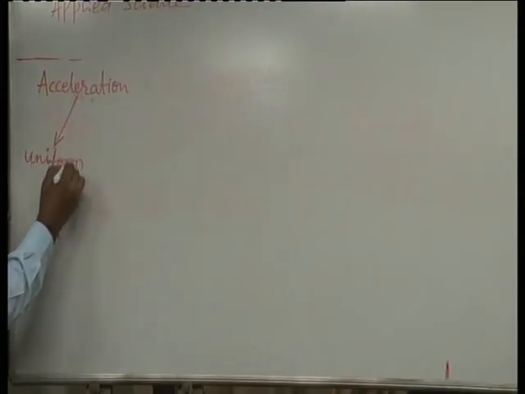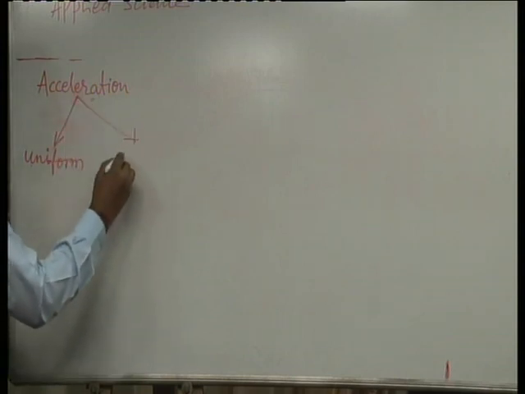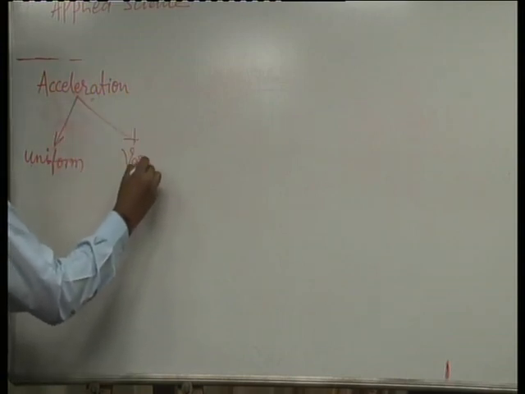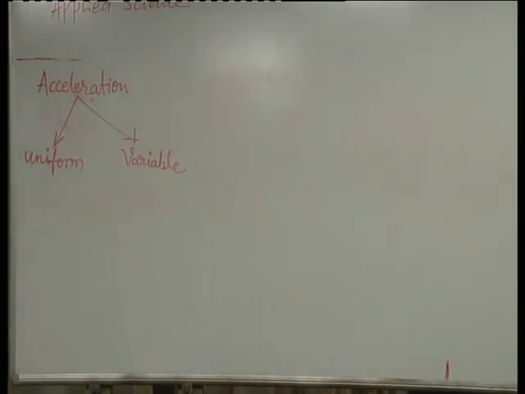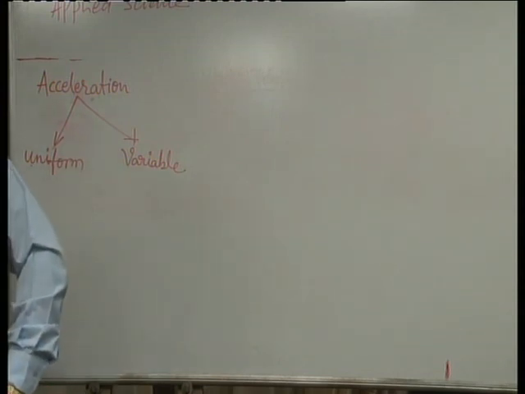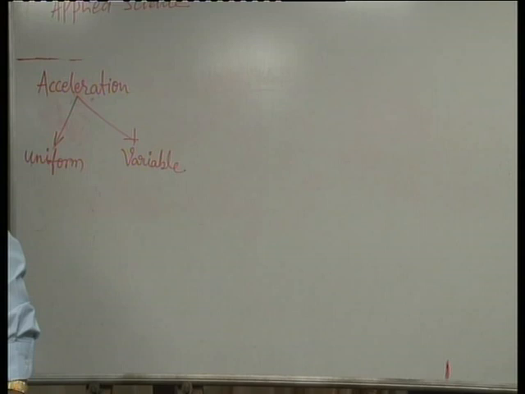Uniform acceleration and variable acceleration. The definitions for uniform velocity and uniform acceleration are one and the same except one basic change. Velocity means rate of change of displacement. So, the definition for acceleration is rate of change of velocity.